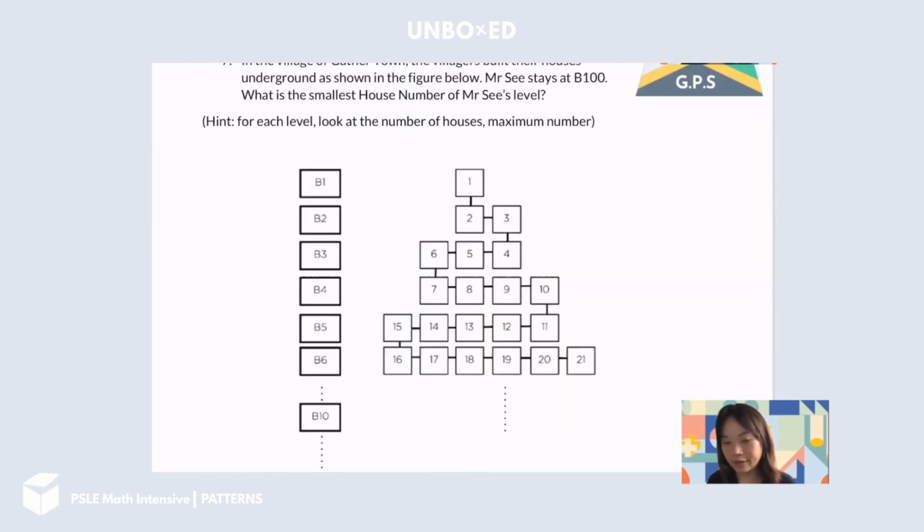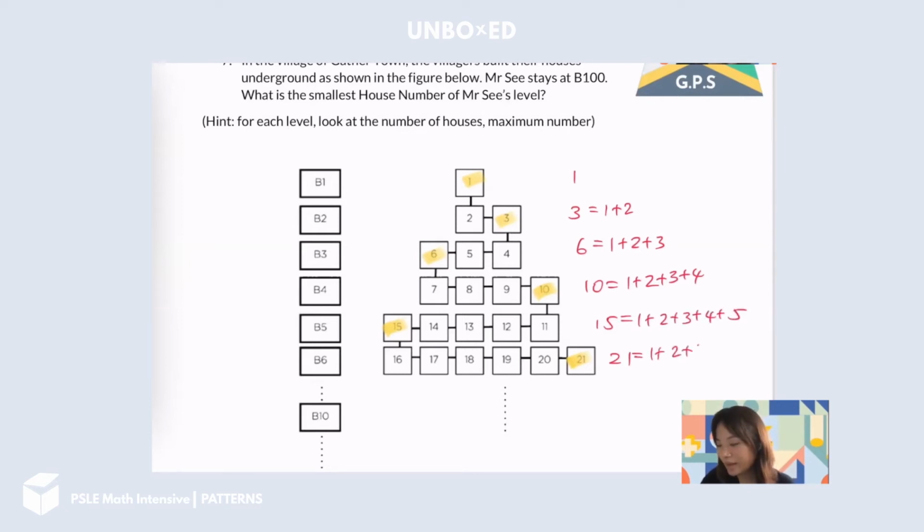Okay, for question 7, it's an interesting question, and you are going to use pair up. Why? Because you see numbers like that, and how do you get those numbers? The first one is 1, the second is 3, this one is 6, this is 10, this is 15, this is 21. Now, what is 3 made up of? 1 plus 2. What is 6 made up of? 1 plus 2 plus 3. What is 10 made up of? 1 plus 2 plus 3 plus 4. What is 15 made up of? 1 plus 2 plus 3 plus 4 plus 5. And lastly, up to plus 6.